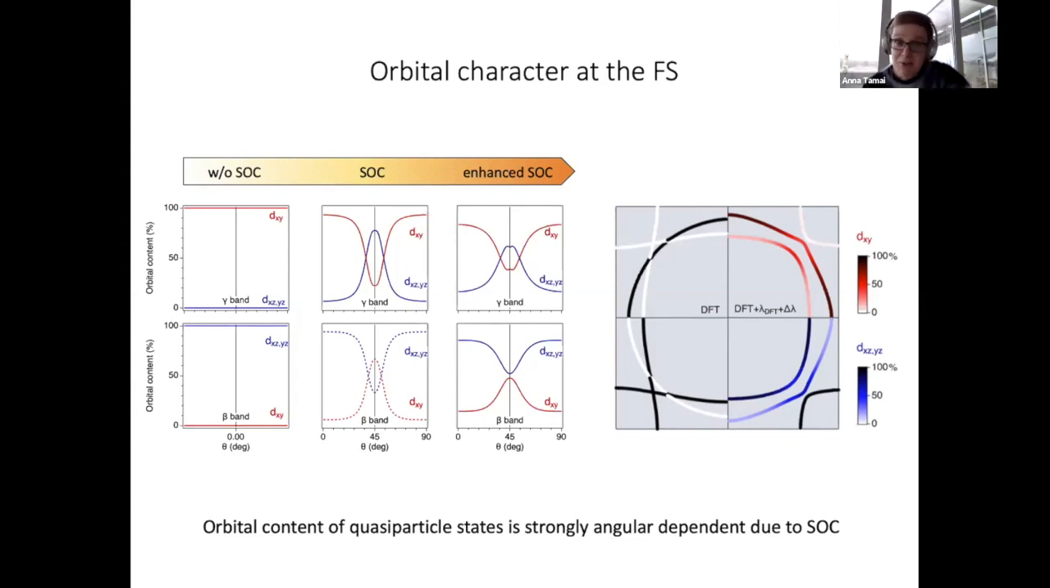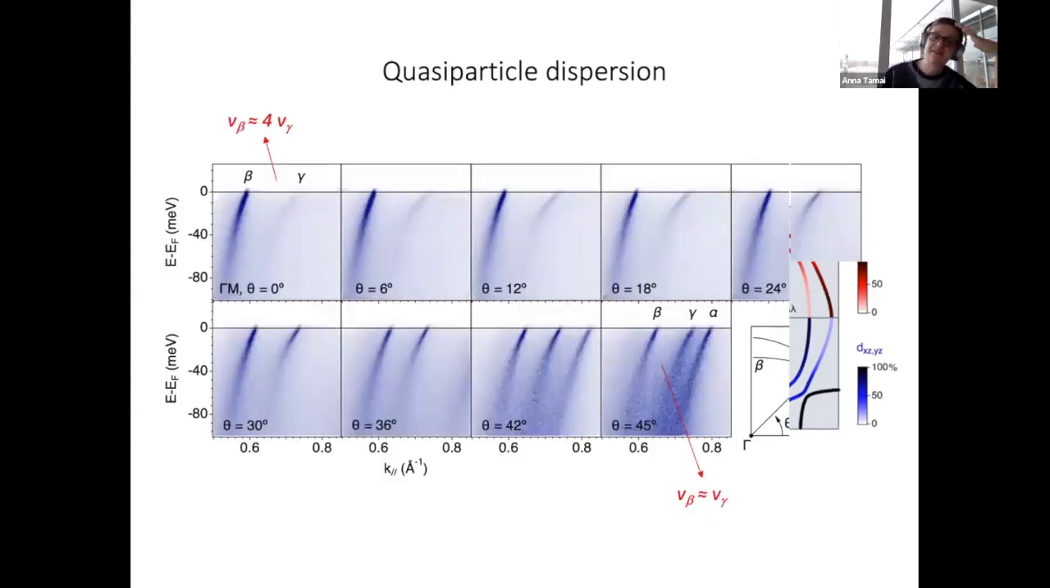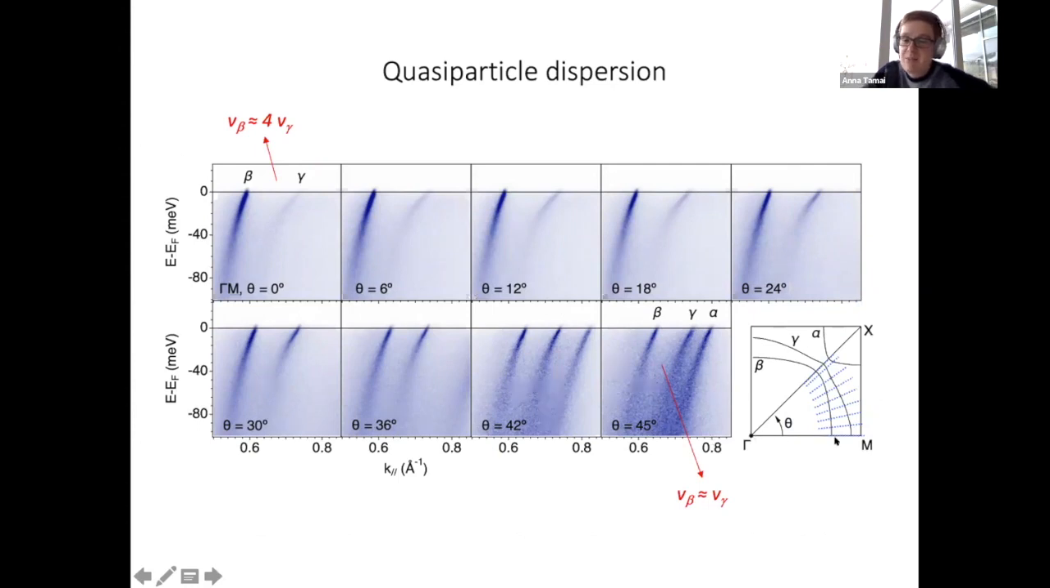The second thing I want to discuss with you today is the quasi-particle dispersion, how this changes as you move along the Fermi surface. So this is what you see here as a series of dispersion cuts that were measured starting from the gamma M direction to the zone diagonal, and you see the beta band and the gamma band dispersing. If you start from the gamma M direction, you see that the beta band is significantly steeper than the gamma band. The velocity is basically 4 times the one of the gamma band.